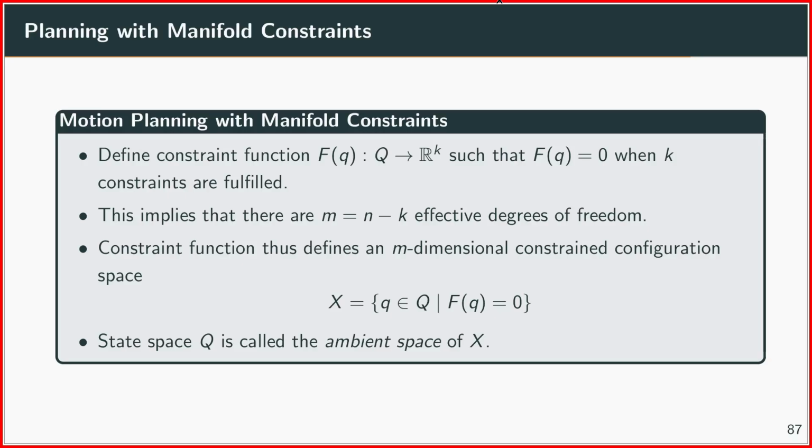And this, in turn, implies that you are now planning in an m-dimensional constraint configuration space. We will call that X in this case. It contains all the points in your original configuration space which, when you project them using the constraint function, give a value of 0, which means that all your constraints are fulfilled. And in this scenario, we also call the state space Q the ambient space of X, because it's basically the background in which you can plan.